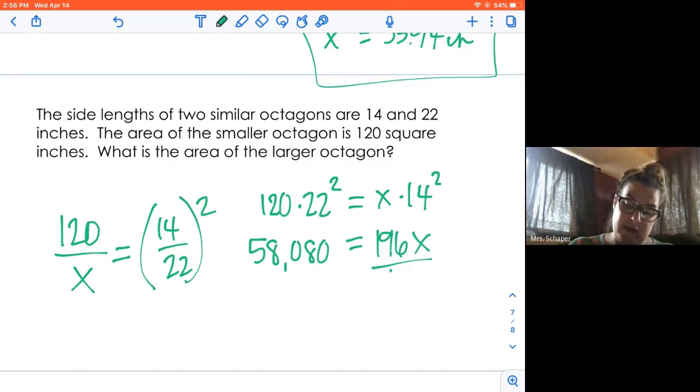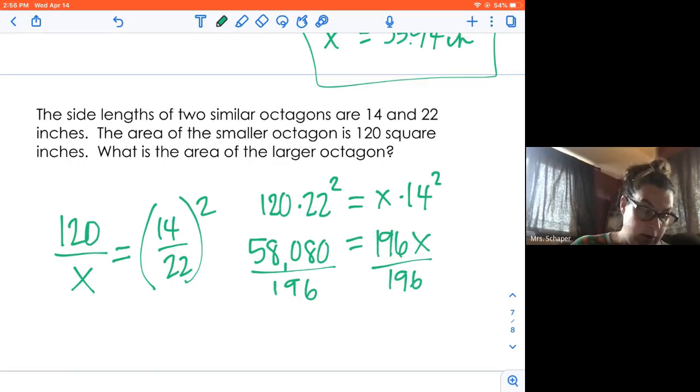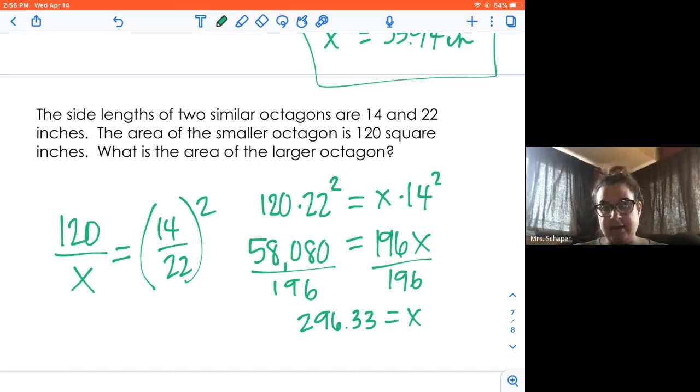And now I can divide by 196. So 58,080 divided by 196, 296.33 is equal to x. Makes sense. That's the area of the larger one.